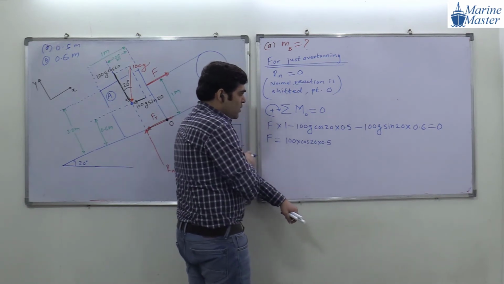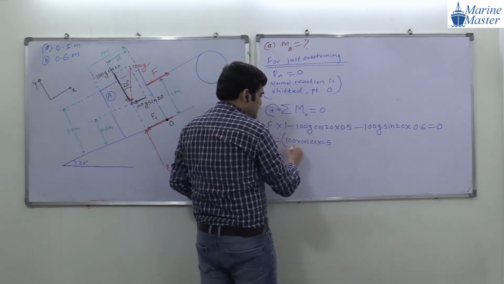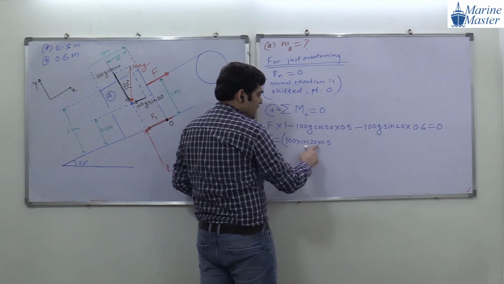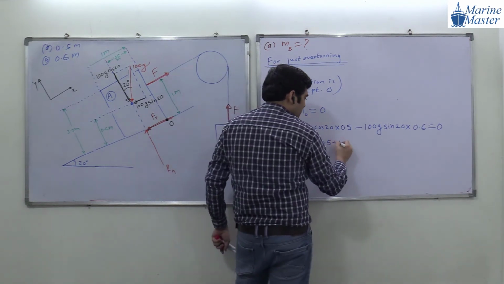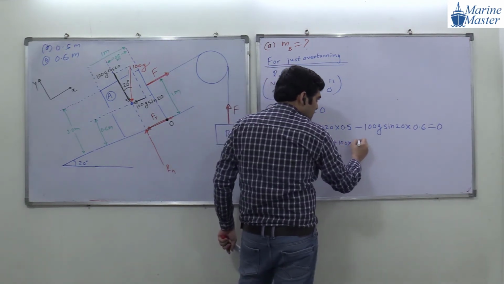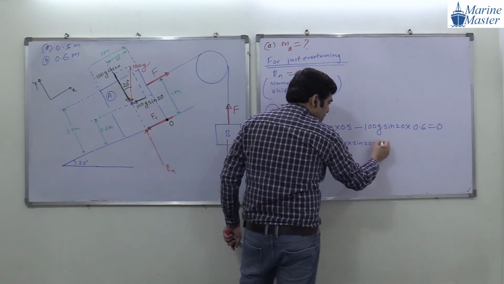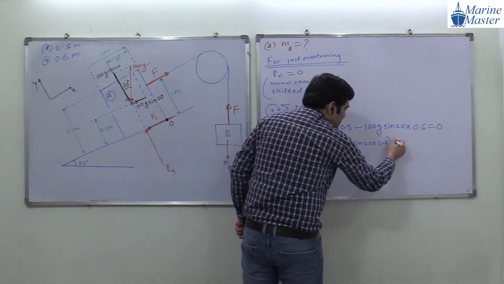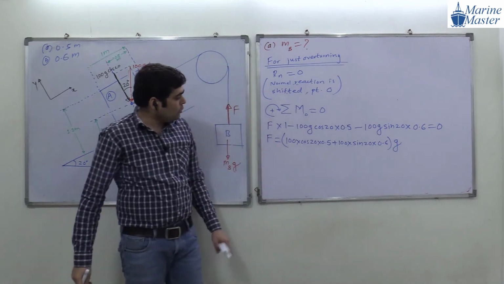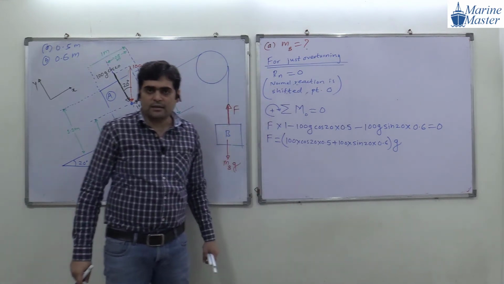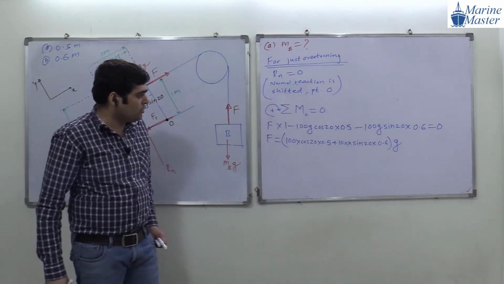Now, the next point is what, guys? So I'm going to take a G common. 100 cos 20 times 0.5 plus 100 sin 20 times 0.6. Check it out, guys, everyone. And G will be in common. Okay, any doubt in this discussion? Check it, guys. If there is any mistake, please let me know.